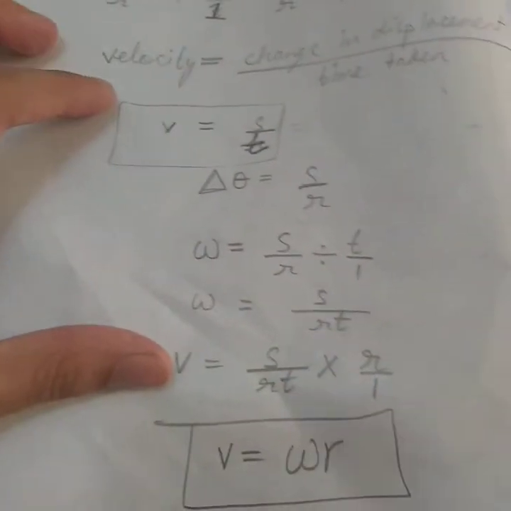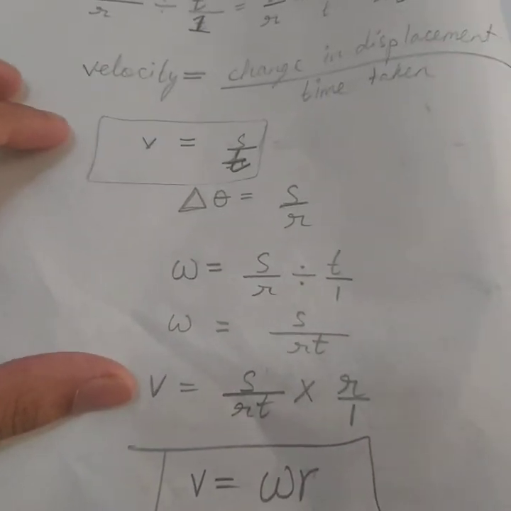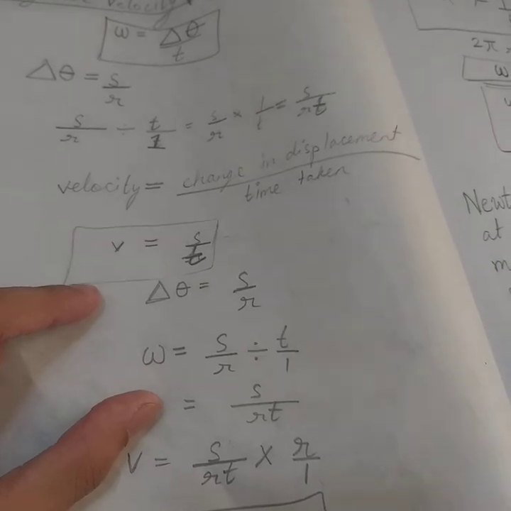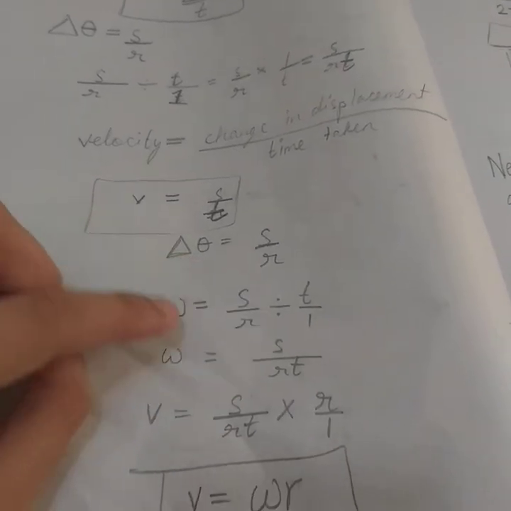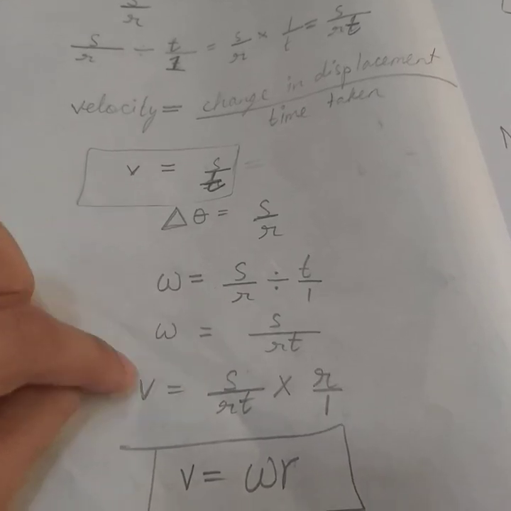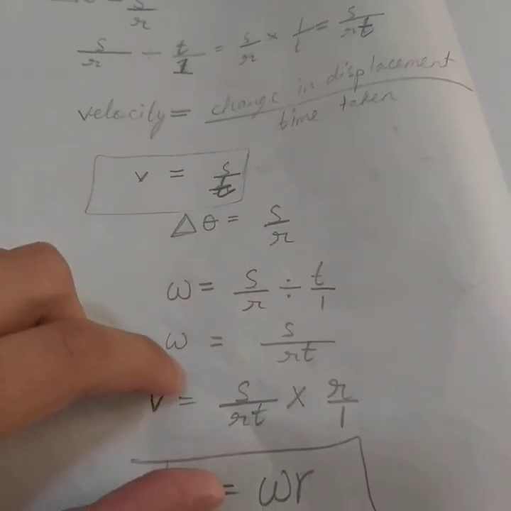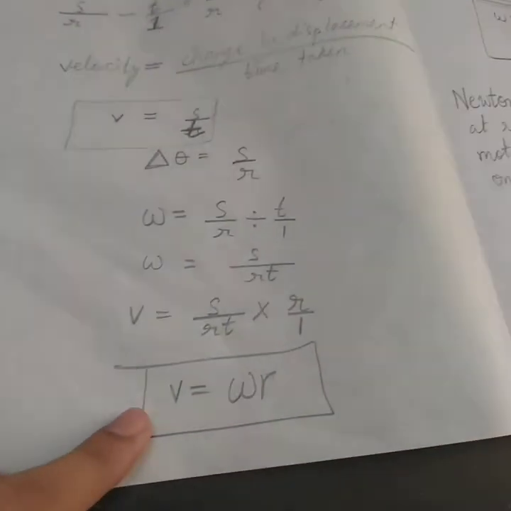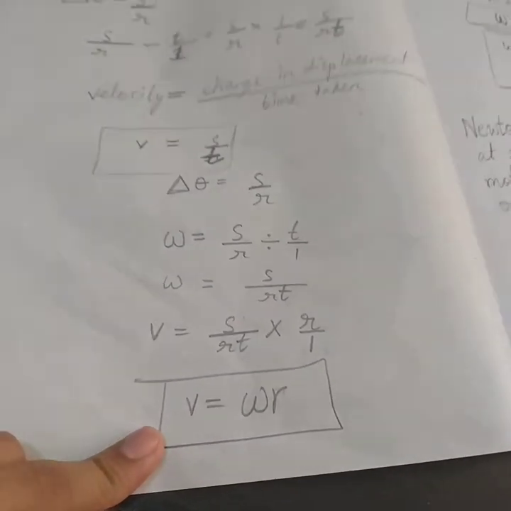So if we move on, delta theta is equal to s by r, but omega is equal to s by r divided by t, which is what we got, s by rt. So if you want to make it equal to velocity, we're going to have to multiply this omega part by the radius, for which we'll get this formula, which is v is equal to omega r.